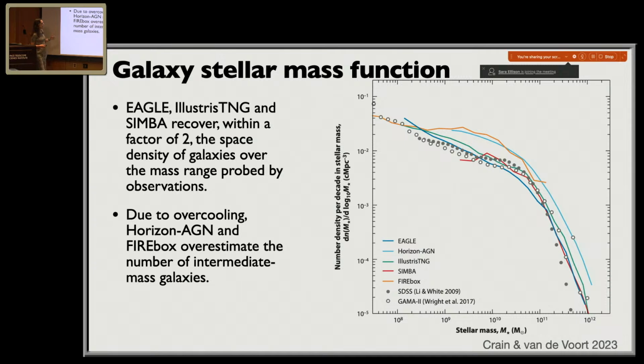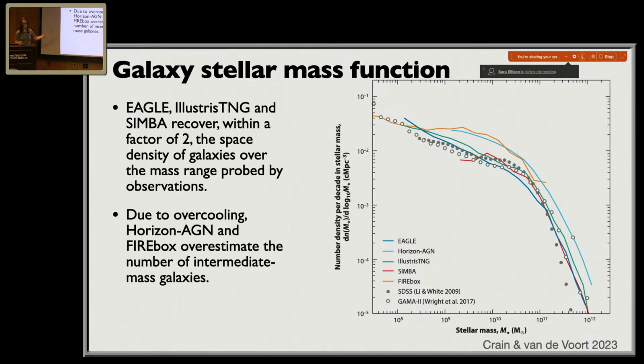So this is basically making the same point. There's loads of simulations now, Eagle, Horizon AGN, TNG, Simba, Firebox. Most of these are publicly available, so you can also use them, as I have used them as well. And they're pretty good at getting reasonable galaxy properties.